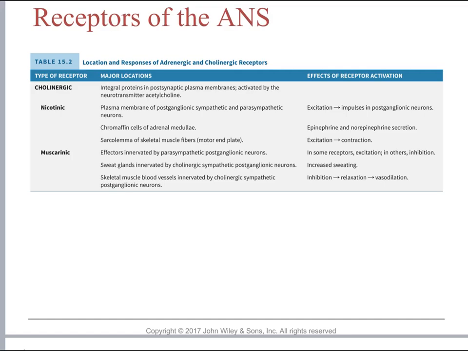The effector is innervated by parasympathetic postganglionic neurons. Its response is going to be, in some receptors, excitation and in others inhibition. Sweat glands are innervated by cholinergic sympathetic postganglionic neurons. The response will be increase in sweating. Skeletal muscle blood vessels are innervated by cholinergic sympathetic postganglionic neurons. The effects will be inhibition to relaxation via vasodilation of your blood vessels.